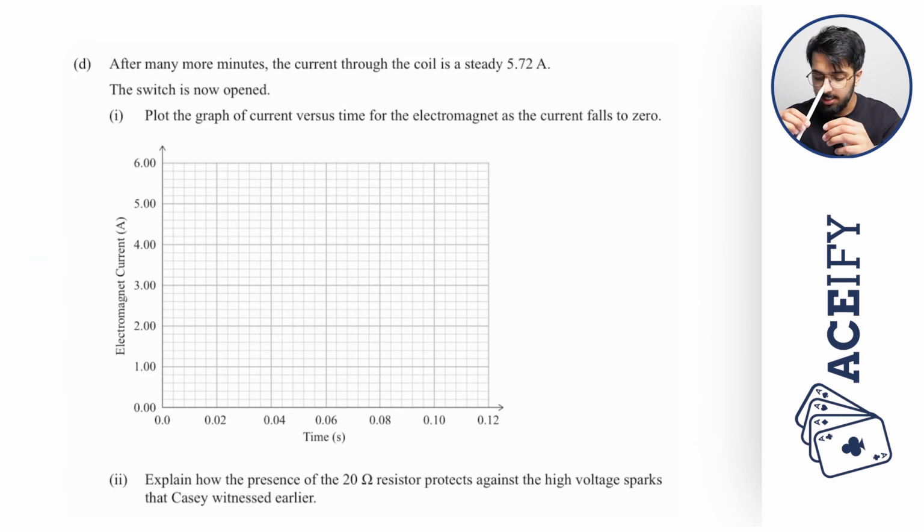After many more minutes, the current through the coil is at a steady 5.72 amps. The switch is now opened. Plot the graph of current versus time for the electromagnet as the current falls to 0. Explain how the presence of the 20 ohm resistor protects against high voltage sparks that KC witnessed earlier.